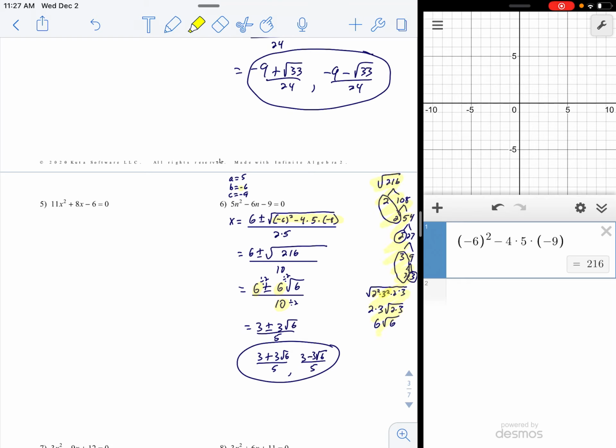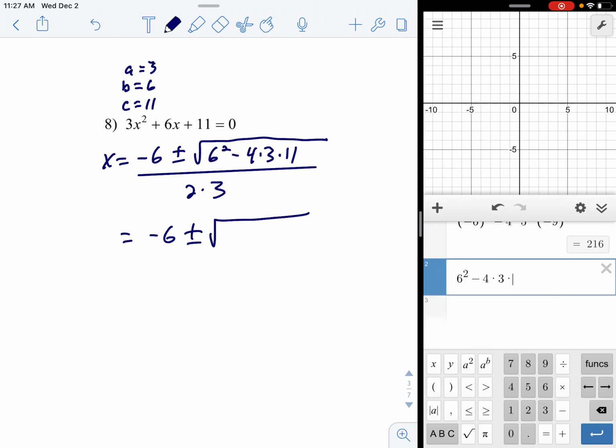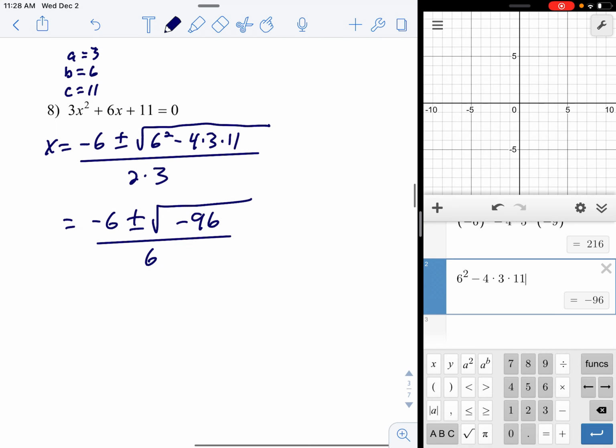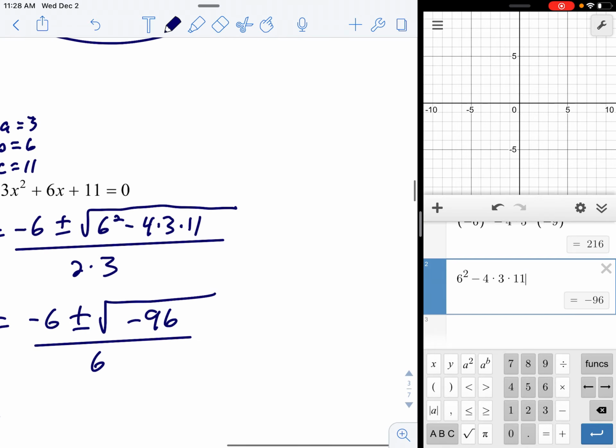So, negative 6 plus or minus the square root of 6 squared minus 4 times 3 times 11 all over 2 times 3. So I just plugged in A, B, C. That's negative 6 plus or minus the square root of, let me use a calculator, 6 squared minus 4 times 3 times 11. Negative 96. All over 2 times 3, that's 6. Now we have 2 issues going on here. Just like the last one, we've got a radical that probably is going to simplify.